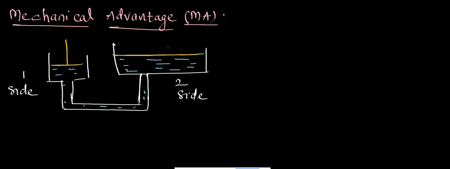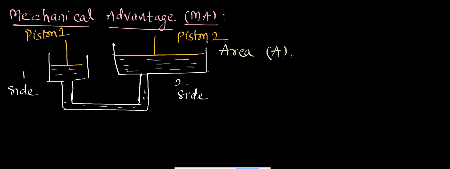Okay, now this is piston 1 on side 1, this is piston 2 on side 2. Now can you tell me which piston is having more area? Piston 2, ma'am. So bigger area, no? So I'll just take its area symbol as capital A because bigger. Now the area of the first piston, I'll take it as small a because area is small. Is this clear? Yes, ma'am.